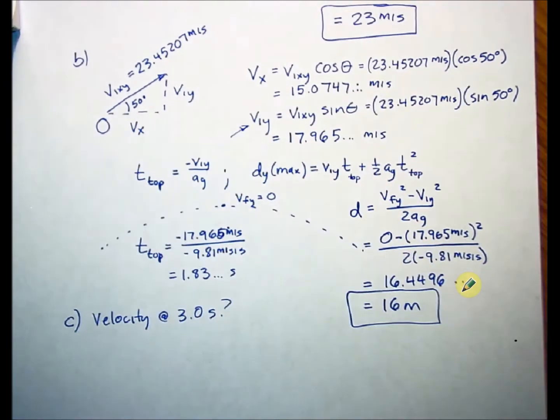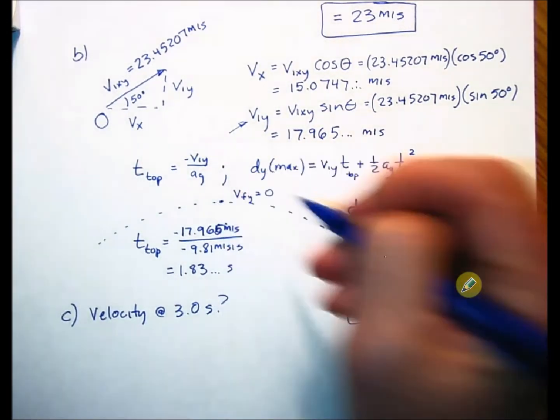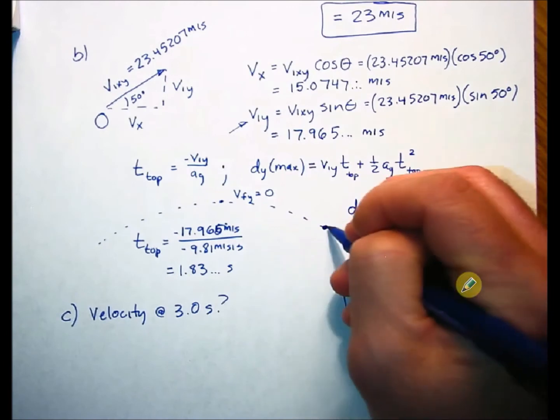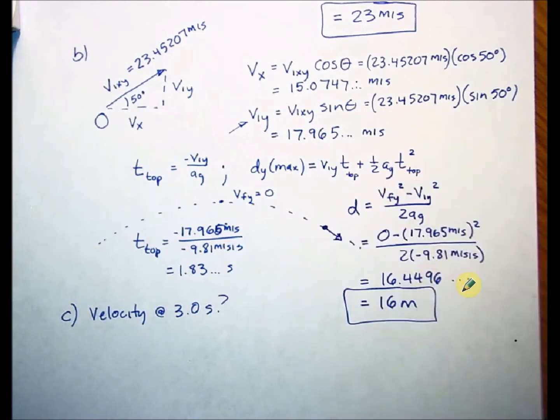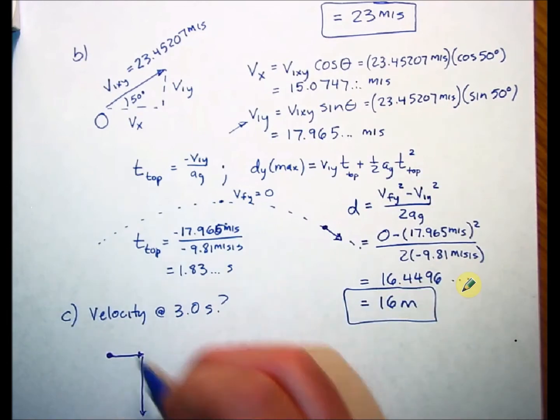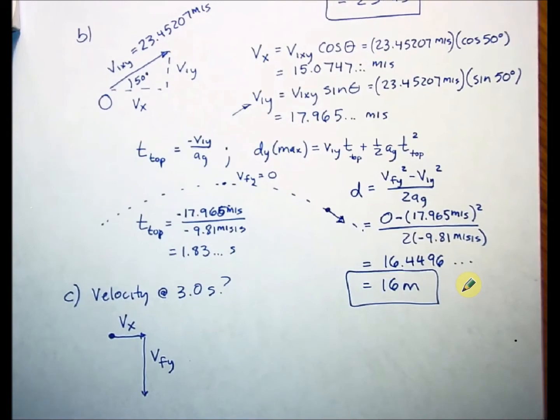Knowing that it takes 1.83 seconds to get to the top of its path, I know that at 3 seconds it's probably right around here somewhere. This is where the water balloon is on its way back down to the ground. When it's on its way back down, it has a forward velocity and a down velocity. It has a Vx, and it has a VFY. Those are the things I'm going to find right here. That's really what I'm asking for.